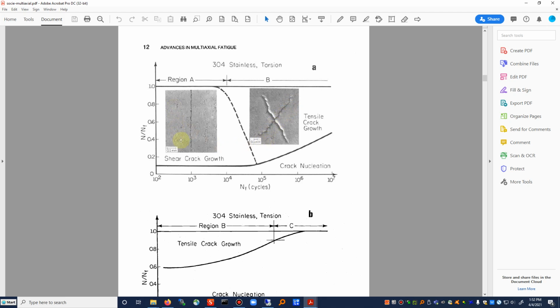Now, this damage mechanism map, part of this is for if we were to take a particular life level, like 10 to the 3 cycles, some of this is consumed in crack nucleation, and then the remainder is in shear crack growth. If we were over here on the high cycle region, we have a larger percentage of the life consumed in crack nucleation. Then we have tensile crack growth, and we could also have a region where it goes through this dotted line. You can have a combination of nucleation, shear crack growth, and then tensile crack growth, depending on the plane that you're at.